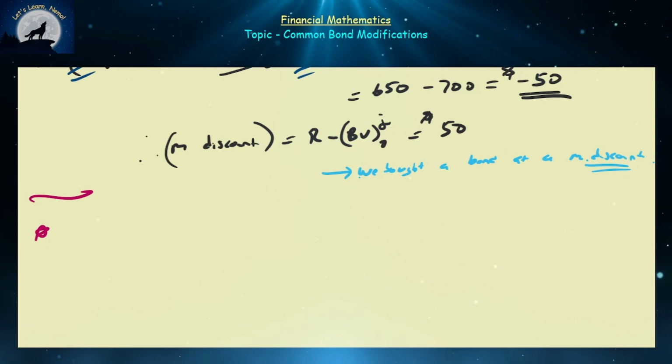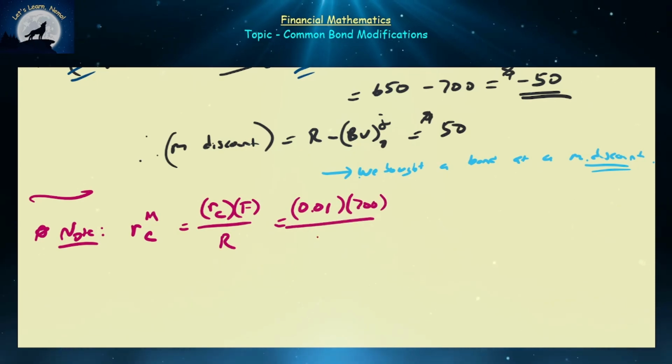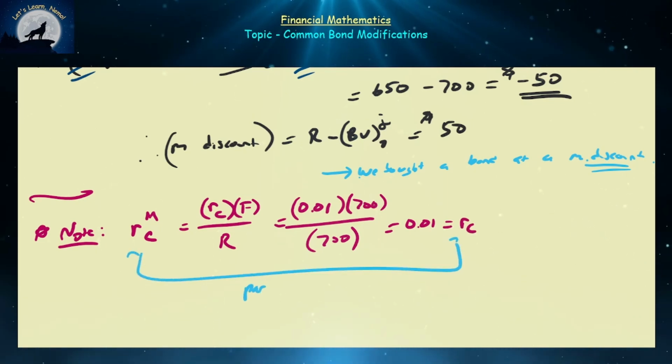Yes, indeed there is. Keep in mind we have a few formulas that allow us to know that ahead of time. So keep in mind the modified coupon rate, RMC, is defined to be equal to the coupon rate, RC, times the face value divided by the redemption value, which is equal to 0.01 times 700 divided by 700. Notice that if F is equal to R, that is, it's a par value bond, then RMC is just equal to RC, right? So that's just going to be equal to 0.01, which is obviously RC. And that's true for all par value bonds, right?